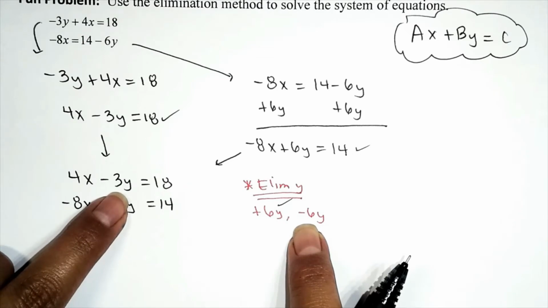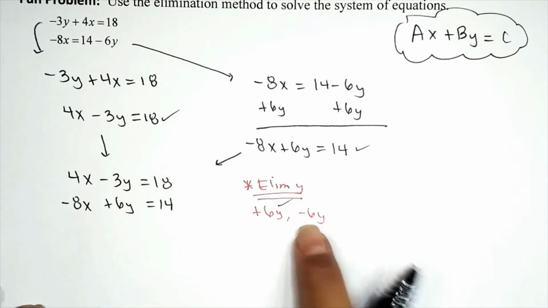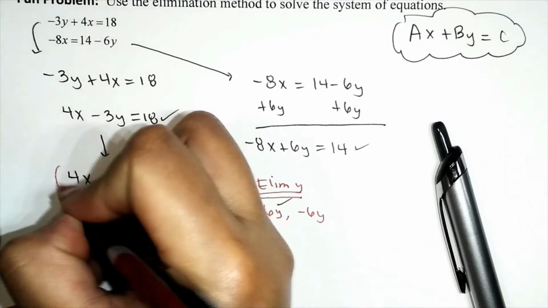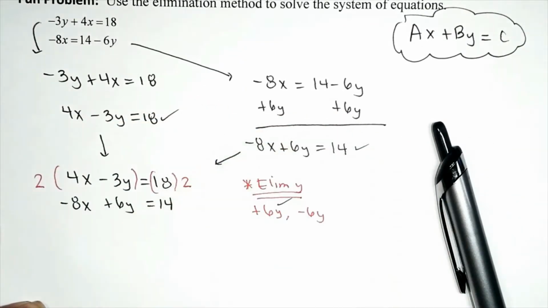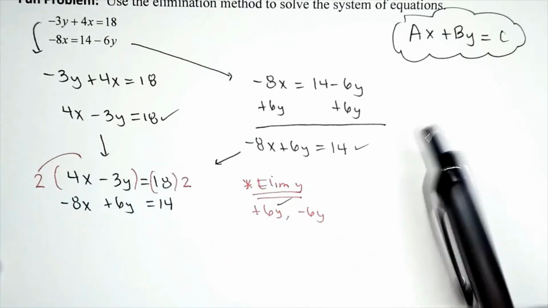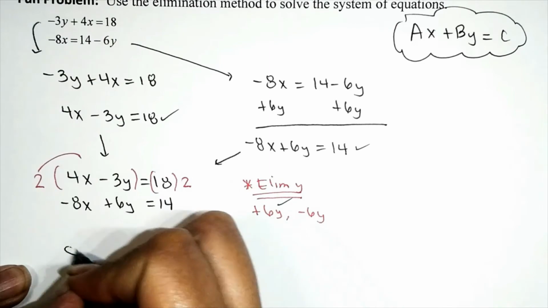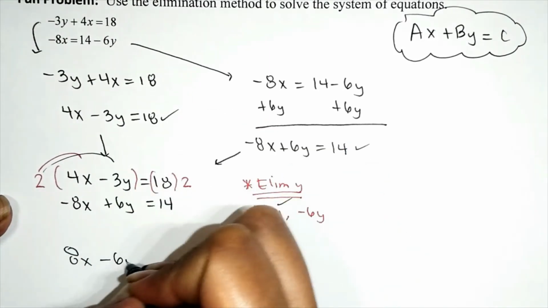So I'm like, okay, what are we gonna multiply the negative 3 by to make it look like negative 6? Oh, I know, multiply it by 2. So let's do this. Multiply the top equation by 2. So when we multiply the top equation by 2, that will leave us with 8x. So 2 times 4x is 8x. Next product, 2 times negative 3y is negative 6y.